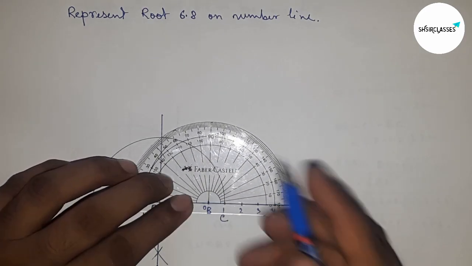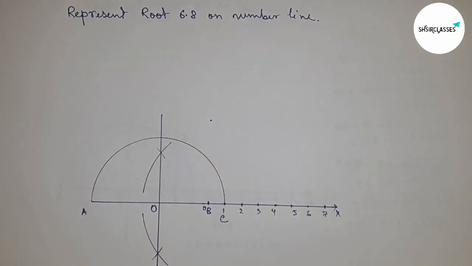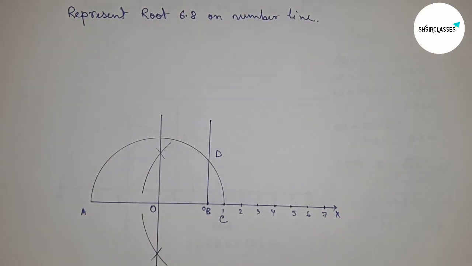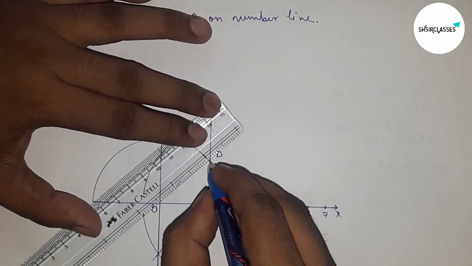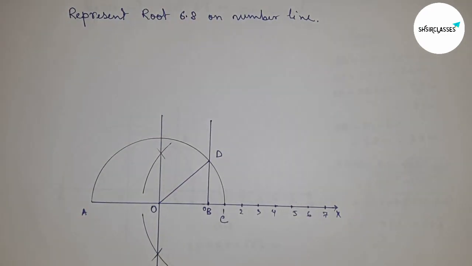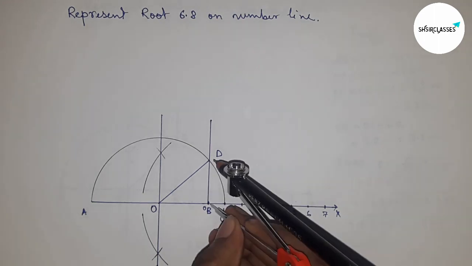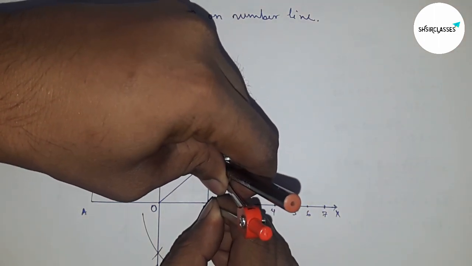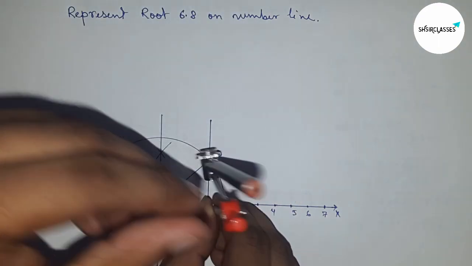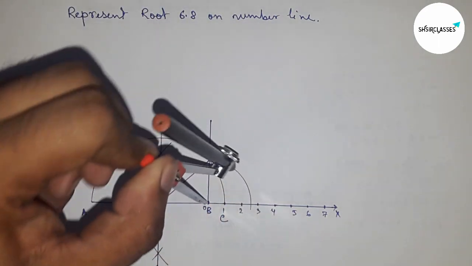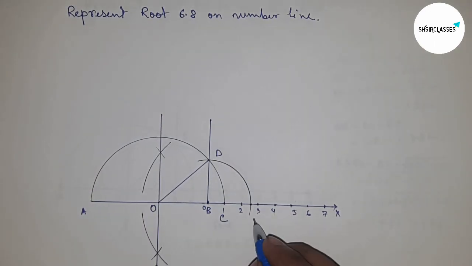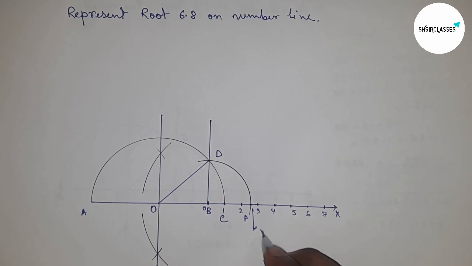Okay, and next drawing a 90-degree angle at the point B, so joining this, which meets the semicircle at a point D. Next, joining this. Now taking the length BD by compass and drawing an arc which cuts the number line at a point. So this is the representation of root 6.8. So this is root 6.8.